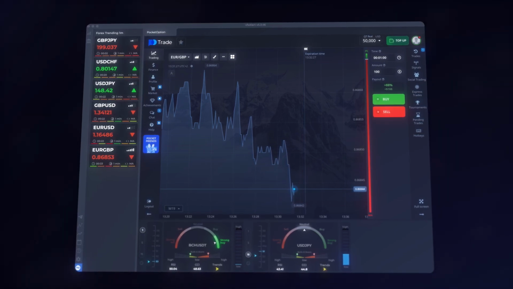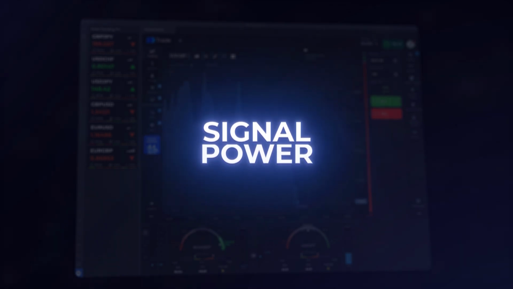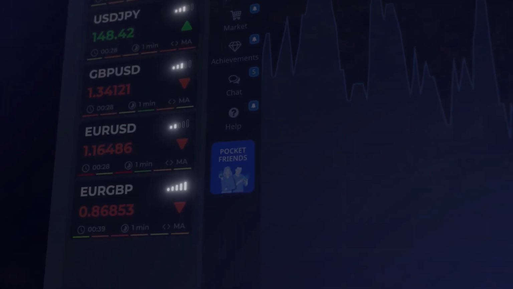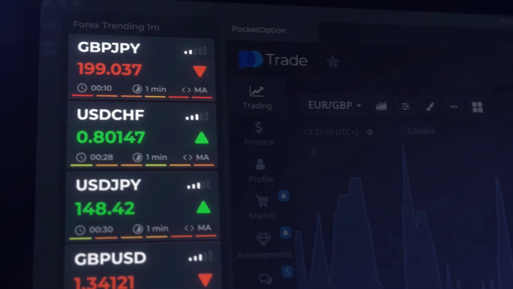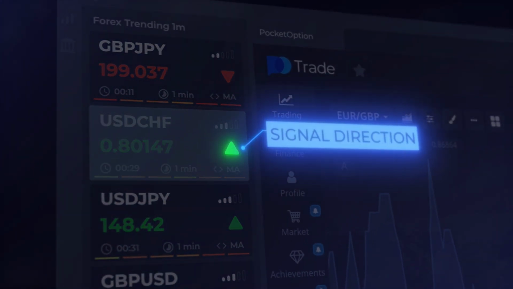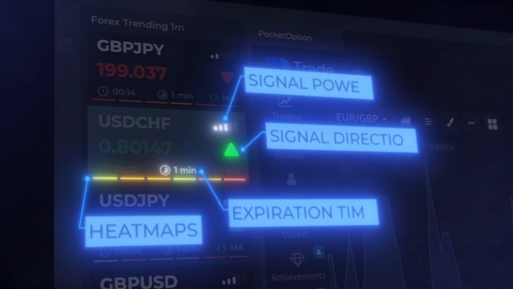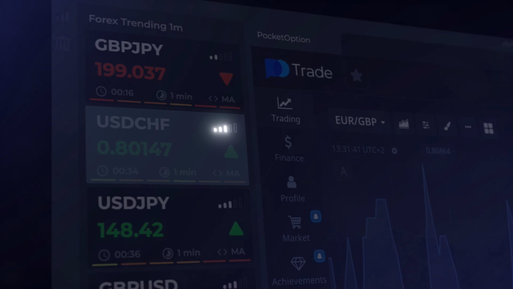Today, we're going to break down one of the most important indicators on the platform, signal power. What is it? How do you read it correctly? And how can it help you boost your profits? Let's dive in. When you open a signal on vfxAlert, you'll see several key parameters: signal direction, expiration time, heat maps, and signal power. Signal power is a generalized estimate of a signal's potential success.